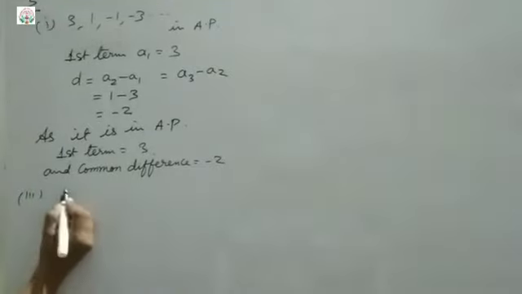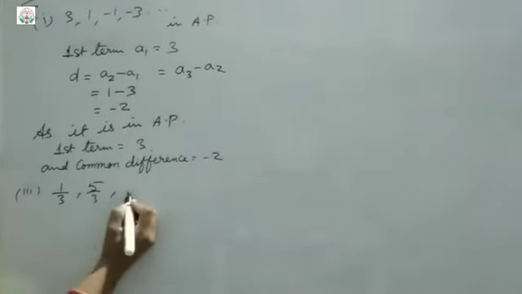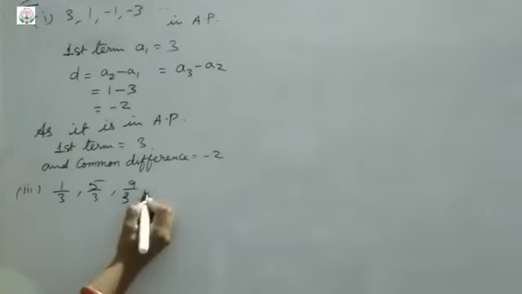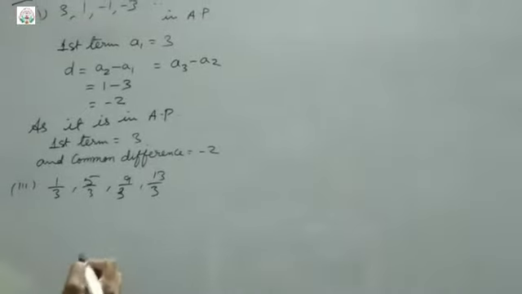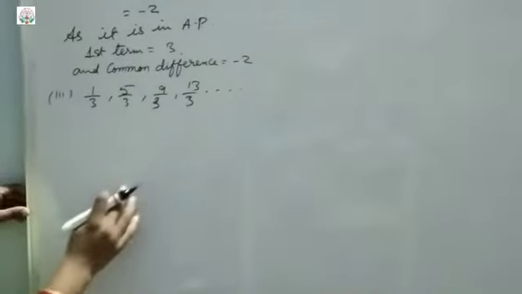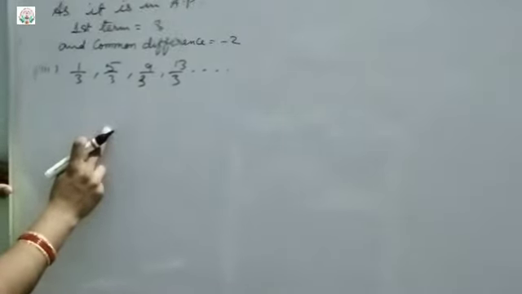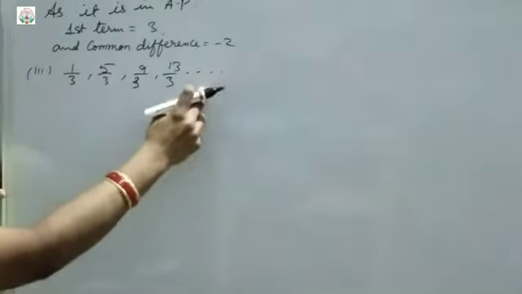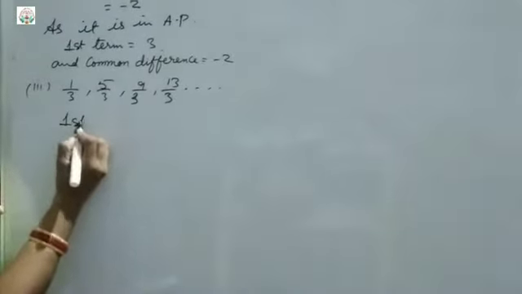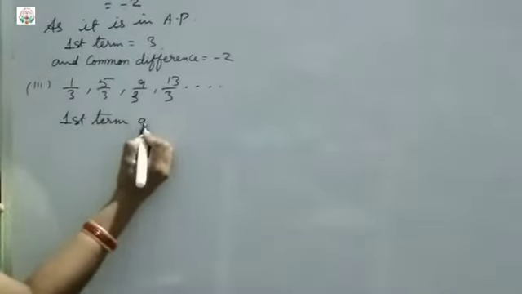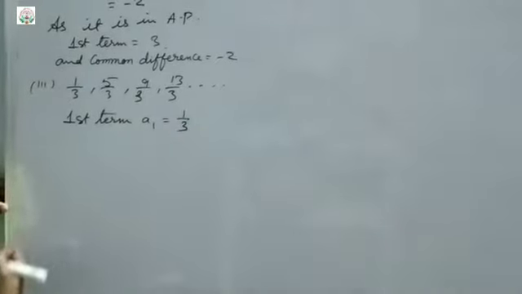Okay, third one is 1 upon 3, 5 upon 3, 9 upon 3, 13 upon 3. As you can see, dot dot dot is given, which means it is an infinite AP, there is no end. Now what is the first term? A1 equals the first term given, 1 upon 3.